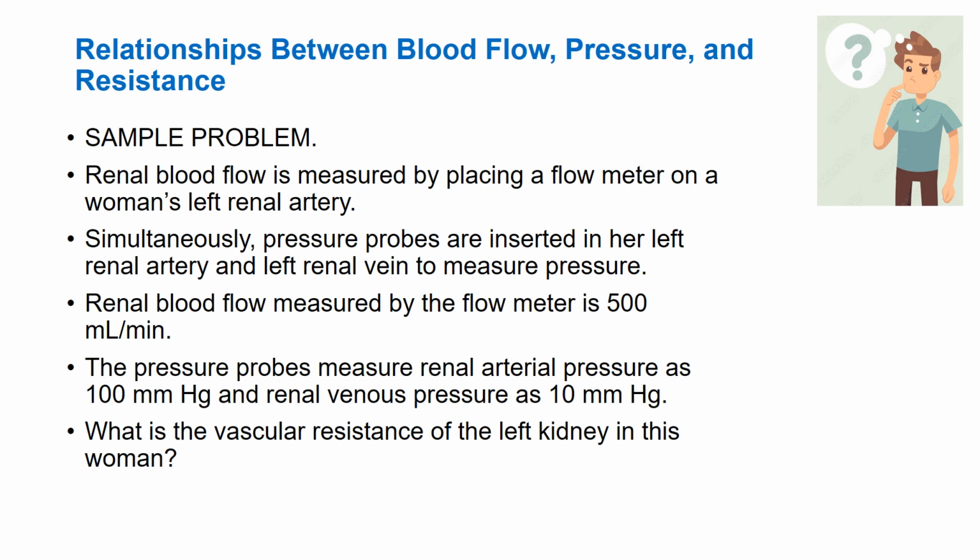Sample problem. Renal blood flow is measured by placing a flow meter on a woman's left renal artery. Simultaneously, pressure probes are inserted in her left renal artery and left renal vein to measure pressure. Renal blood flow measured by the flow meter is 500 milliliters per minute. The pressure probes measure renal arterial pressure as 100 mm of mercury and renal venous pressure as 10 mm of mercury. What is the vascular resistance of the left kidney in this woman?